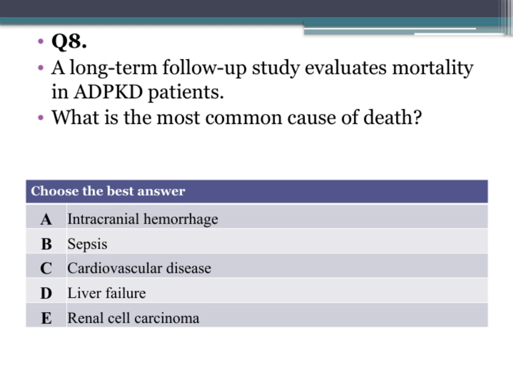Looking at the options, intracranial hemorrhage, sepsis, cardiovascular disease, liver failure, and renal cell carcinoma, we can see that some of these are more prevalent as causes of mortality than others.